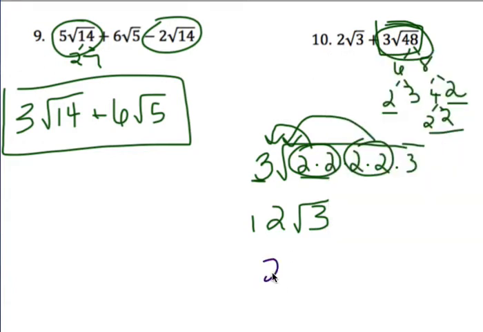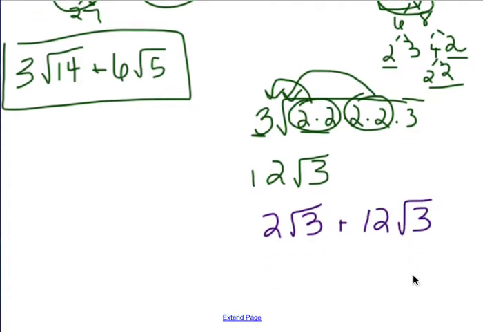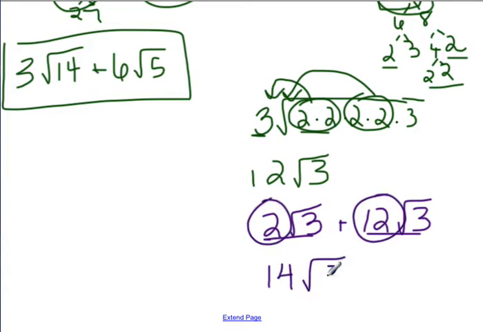So then we're going to do 2 square root of 3 plus 12 square root of 3. So now you'll notice once we simplified it, they both have a square root of 3. So we can add 12 plus 2, and that's going to give us 14 square root of 3. So that's our final answer for number 10.